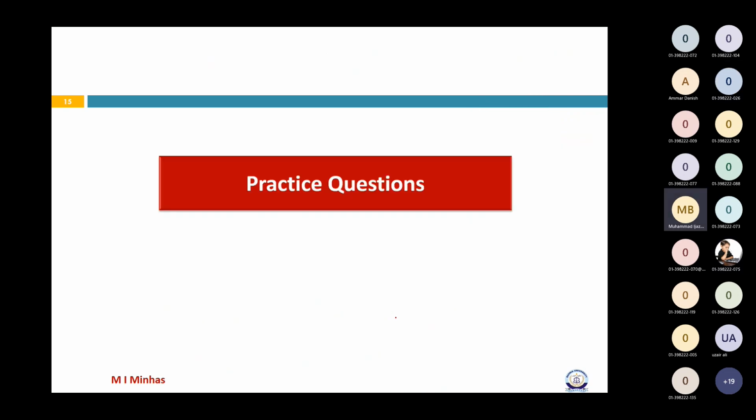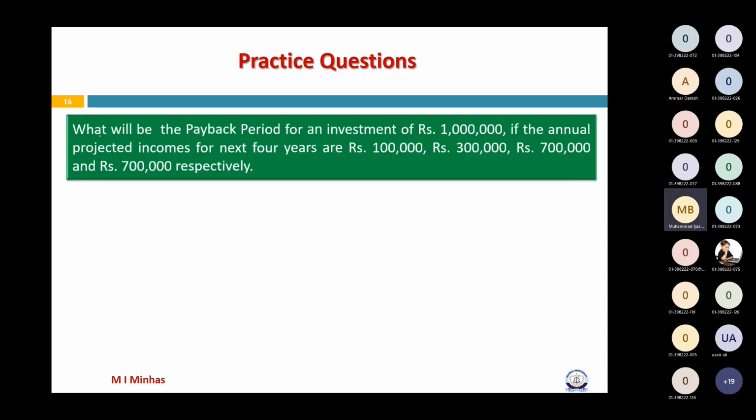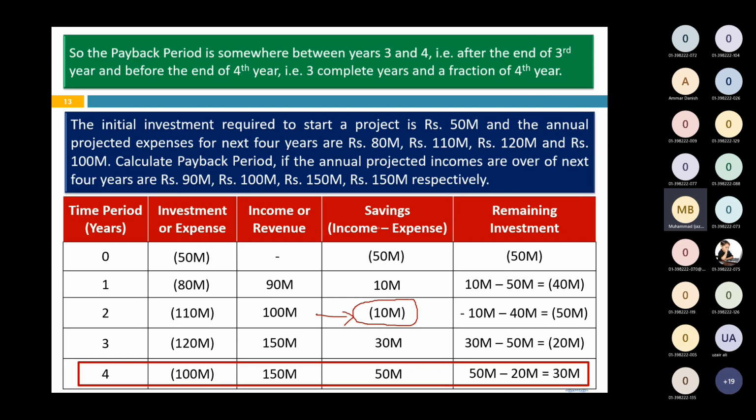Correct. Yes, sir. Right. Now, just to conclude this lesson, we still have a couple of practice questions. There are different ideas in those questions that you need to understand, and then I'll conclude. Now, look at this one. What will be the payback period? I want all of you to be attentive, please. What will be the payback period for an investment if the annual projected incomes for the next 4 years are given? Look, I have shown you a long table which has got how many columns?